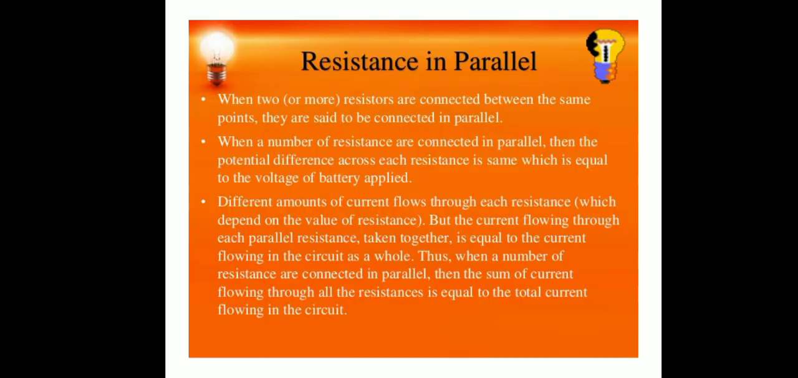Okay, now let us discuss the second case, parallel combination of resistors. A number of resistors are said to be in parallel if they are connected between two common terminals, such that the potential difference across each resistor is the same and it is equal to the applied potential difference between the two points, and different amounts of current flow through each resistor, and the net current through the combination is equal to the sum of the currents through the individual resistors, that is I is equal to I1 plus I2 plus I3 and so on.